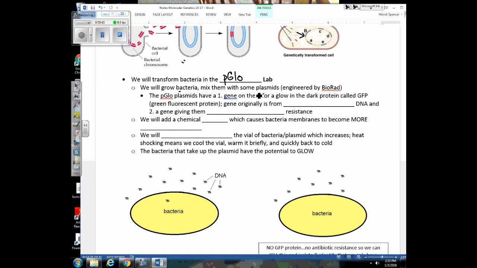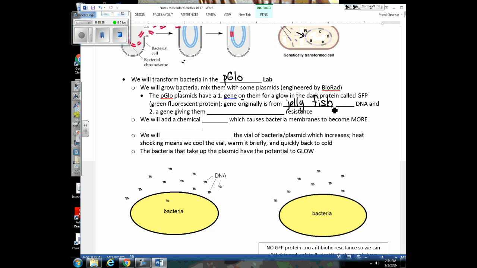Now I'm going to get into specifics later on about the pGLO lab, but something about this plasmid that we're going to mix in there with the bacteria cell is that these plasmids have a gene that was placed on them by this company called Bio-Rad. And this gene codes for a glow-in-the-dark protein. Now this gene came from a jellyfish. So if the bacteria take up the DNA, or if they're transformed, then they should be able to make this glow-in-the-dark protein. And so the bacteria colonies are going to glow.